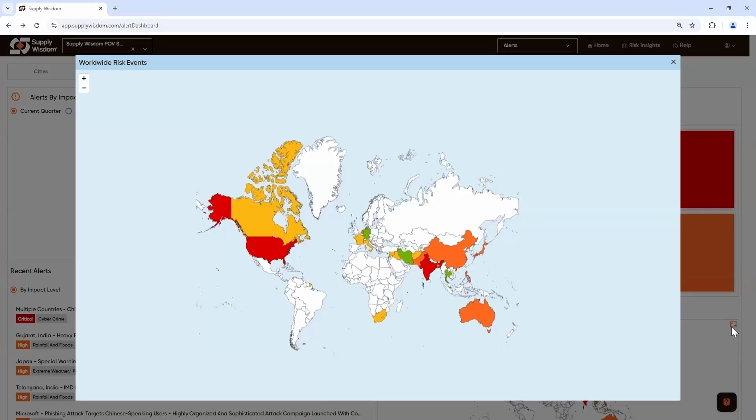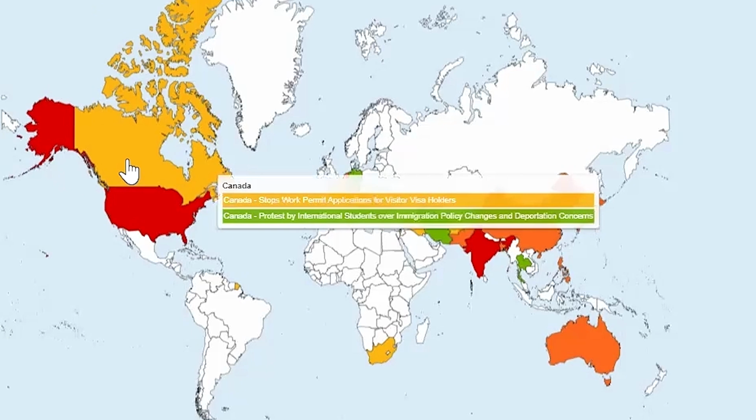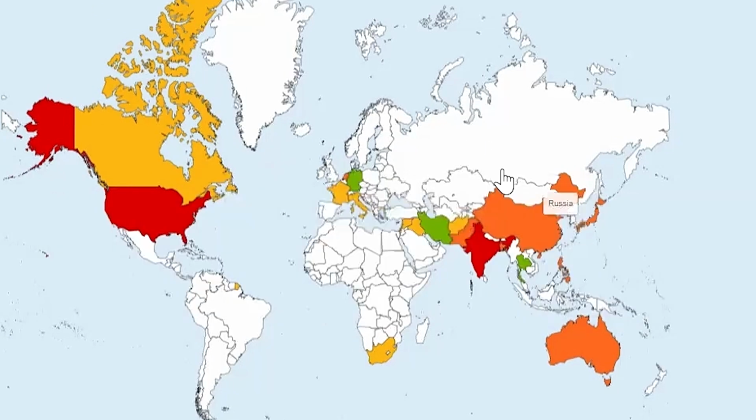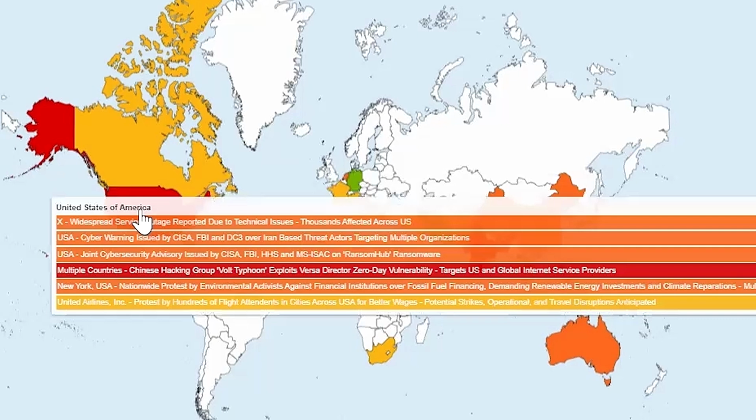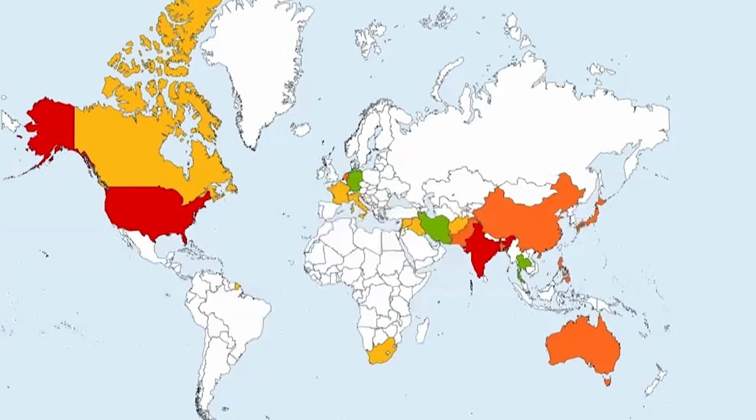Coming to that lower right-hand corner, selecting the expand icon, I can visualize the concentration and risk significance of individual events for any country that I'm monitoring. Simply by hovering over a country, I can see the individual alerts which are being referenced by these ratings.